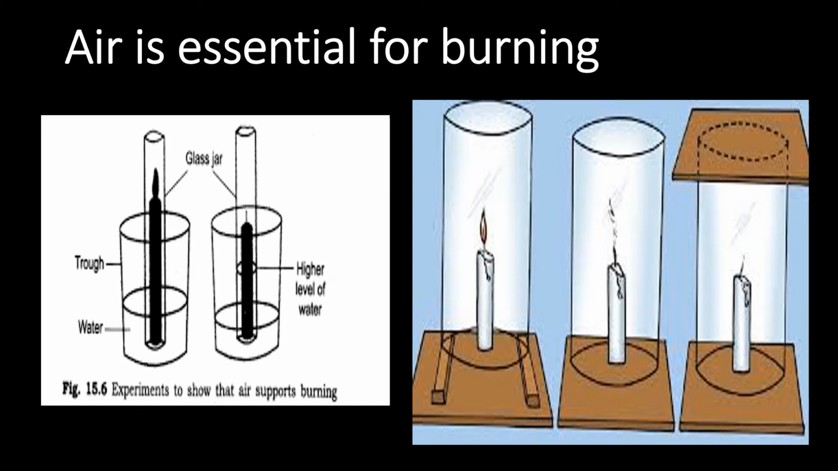Let us find the importance of air for burning. We have to fix a small candle in the center of the beaker, which is half filled with water. Light the candle. Now take a 1 liter measuring cylinder and place it over the candle as shown in the diagram. Observe carefully what will happen. You will see the candle will extinguish in the second diagram, but the level of water gets down. Why does this happen?